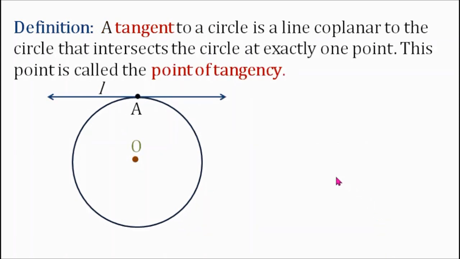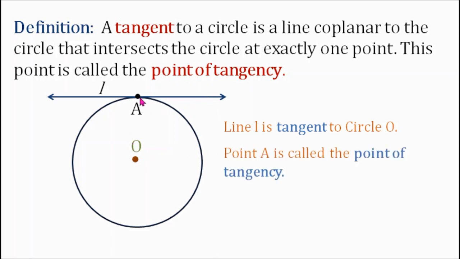Another term that we are going to define here is tangent. A tangent to a circle is a line coplanar to the circle that intersects the circle at exactly one point. This point is called the point of tangency. In our illustration, line L is tangent to circle O, and this point A is called the point of tangency.